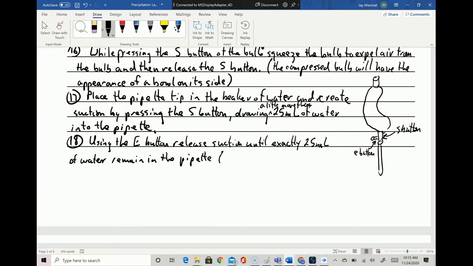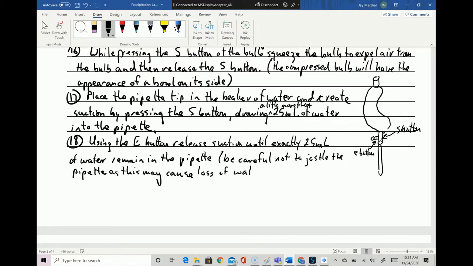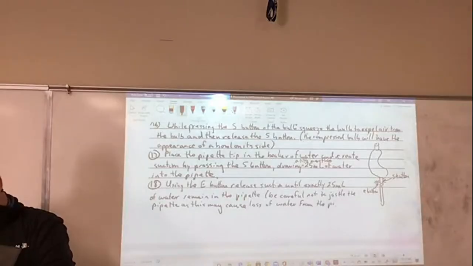And I'm going to say, be careful not to jostle the pipette as this may cause loss of water from the pipette. Oops. And I noticed that was a problem.